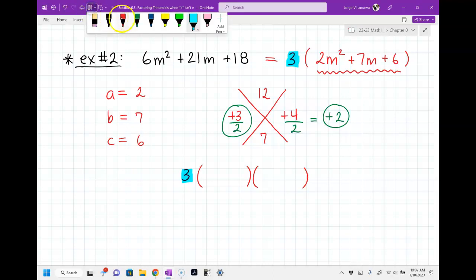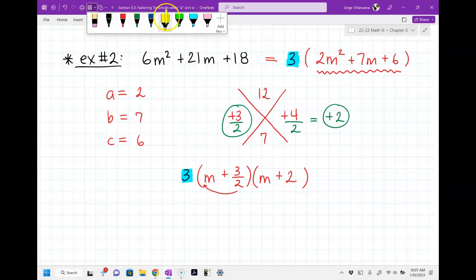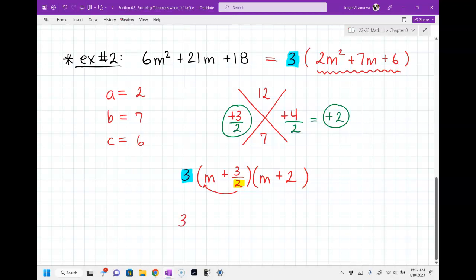Now, to write my answer, it's going to be m value. So m, and then it's going to be plus a 3/2 plus a 2. But remember, no fractions, right? So get that division by 2, and you're going to move it to the front of the m. Okay, so I'll highlight that just to make a point of that. But you're going to move it to the front of the m. So this is now going to be 3 times 2m plus 3 times m plus 2. And this is going to be your answer.